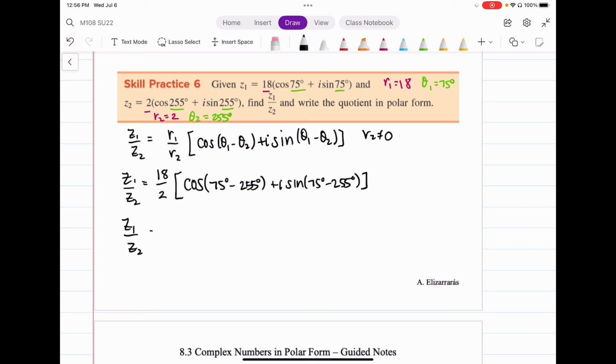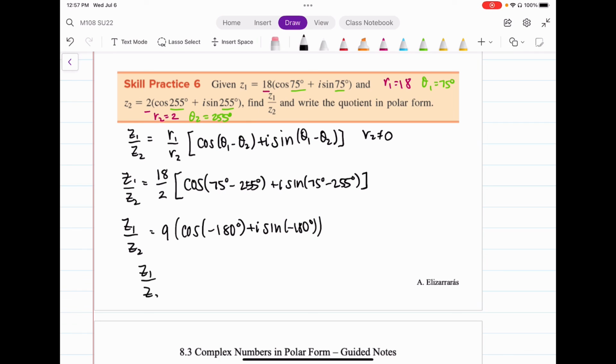Simplifying, we're going to get some negatives, which means we're probably going to want to use even and odd properties. 18 divided by 2 is 9. And then we have the cosine of 75 degrees minus 255 degrees, which is negative 180 degrees, plus i sine of negative 180 degrees.